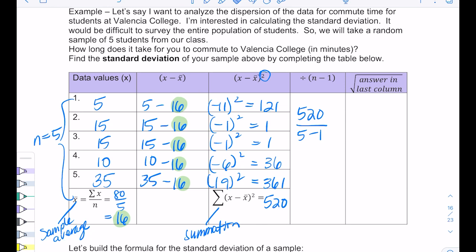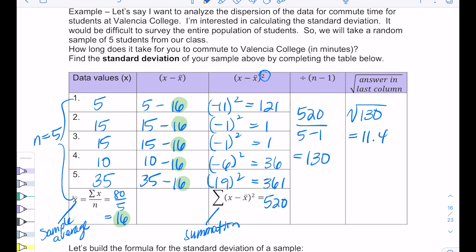We're finding S, the sample standard deviation. So really, we're just dividing by 4, 520 minus 4, or divided by 4. So 1 less than what's in your sample. And when you do that, you get 130. The last step that you need to do is then take the square root of that number. So when you take the square root of 130, you get 11.4.